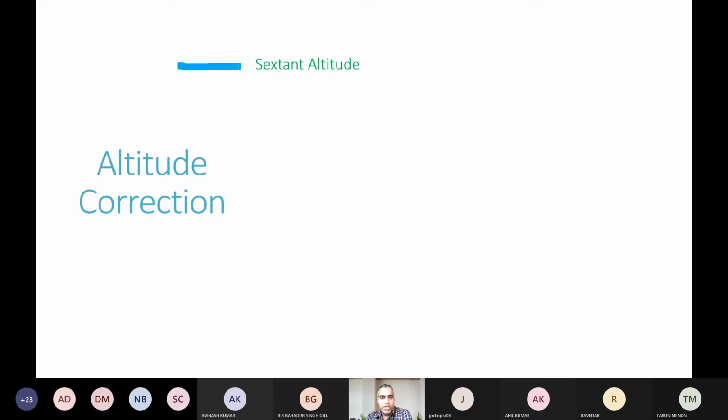Okay, so let's see what we have discussed till now. What we obtain from the sextant is the sextant altitude. The first correction which we apply is the index error. If it is on, we put it off, means it will be negative. If it is off, we put it on, means it will be positive. Once you apply the index error, we get the observed altitude.